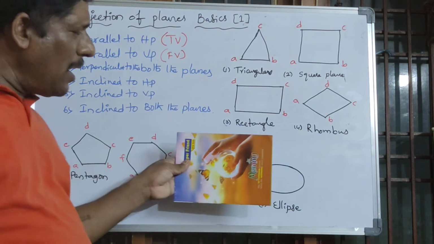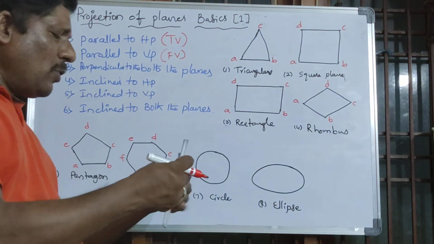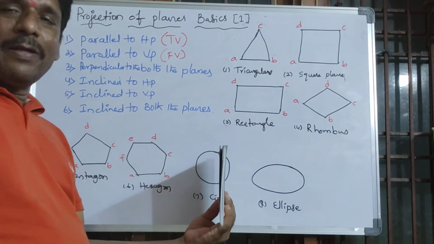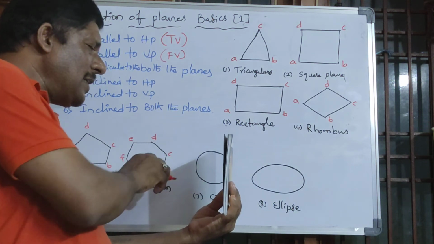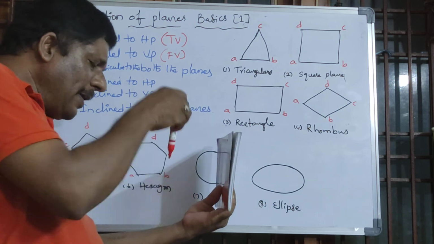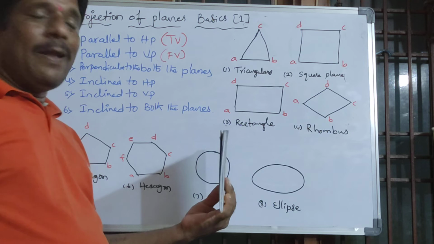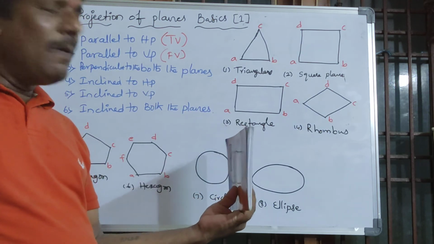So this is parallel to VP and this is parallel to HP. Now perpendicular to both the planes means if you keep it like that, this plane is perpendicular to both the planes. Why? Because if you extend these two ends, it is passing through the vertical plane, and if you extend these two ends, it is passing through the horizontal plane. The impinge is falling on the horizontal plane as well as the vertical plane. That's why we are calling it perpendicular to both the planes.